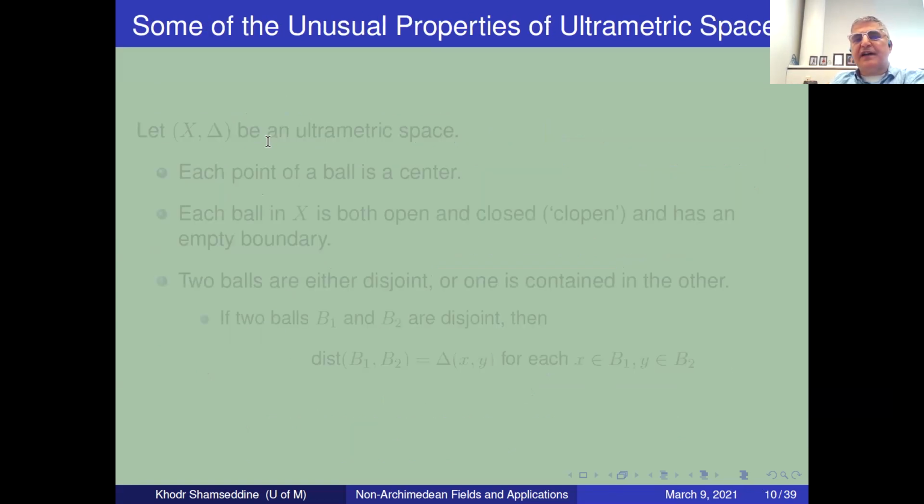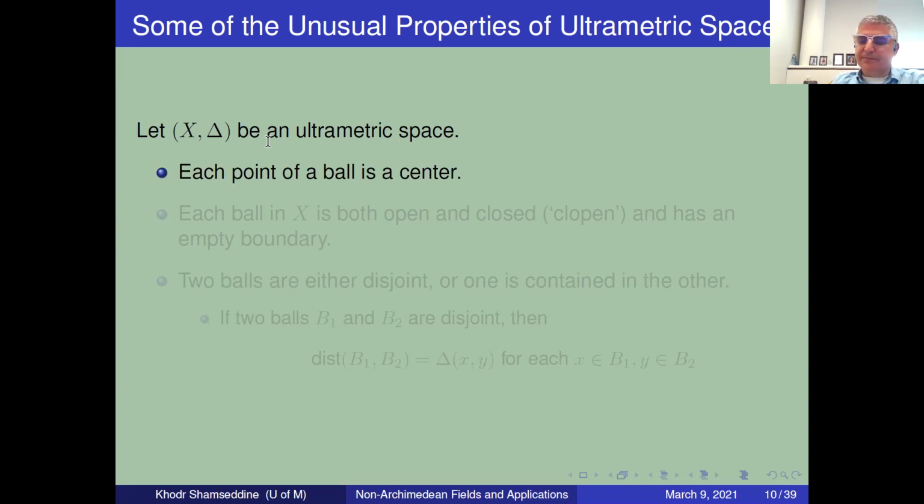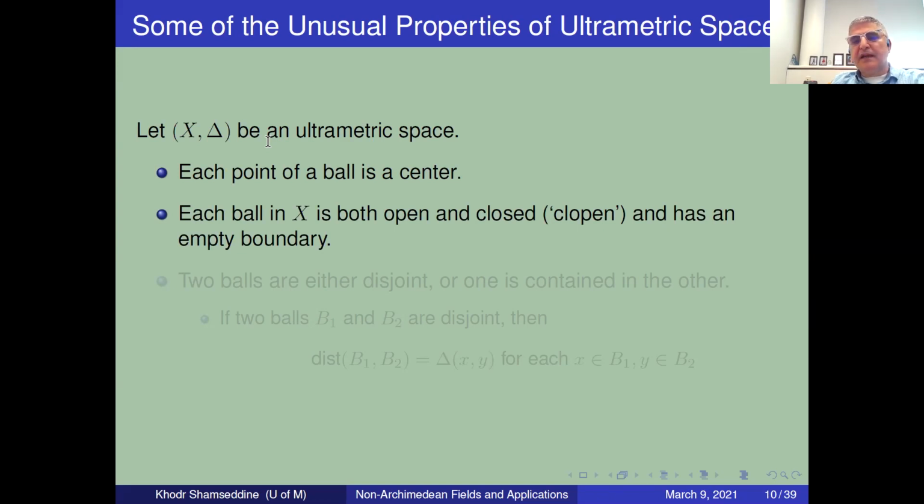Here are some of the unusual properties of ultrametric spaces, which all come from the strong triangle inequality of the ultrametric. So given an ultrametric space, every point in a ball is the center of the ball. Each ball is both open and closed in the topological sense, so clopen, and has an empty boundary. If we take any two balls, they are either disjoint or one is contained in the other. We cannot just have a simple overlap.